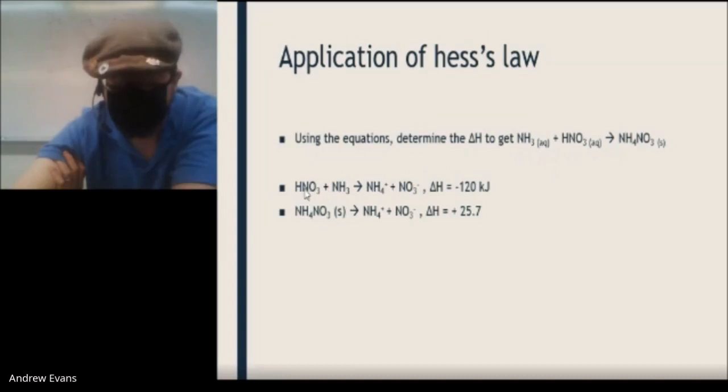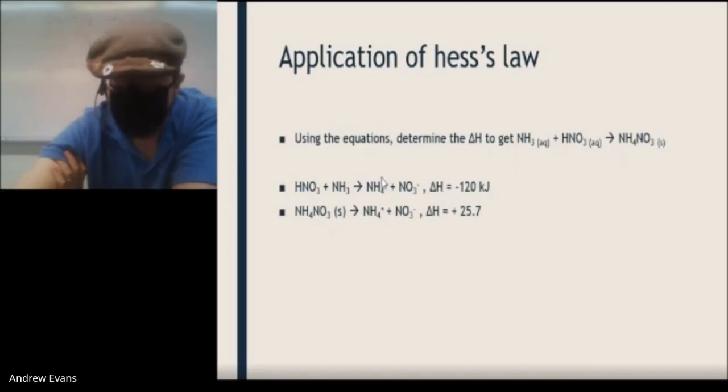We can mix nitric acid and ammonia and see what is the result. The result is ammonium and nitrate. And I can dissolve ammonium nitrate in water, and that would form ammonium and nitrate. So in which way are we going to combine these two equations together to get this guy?